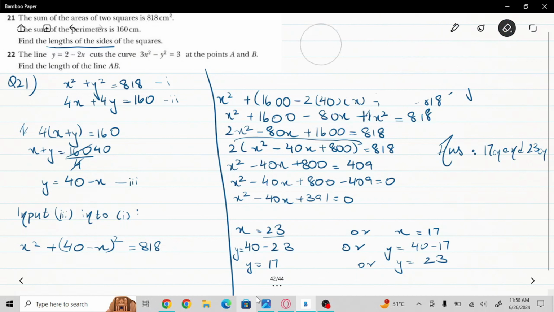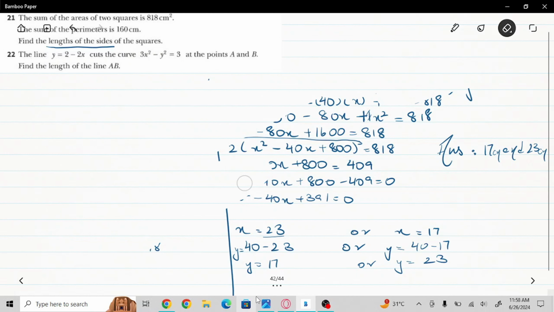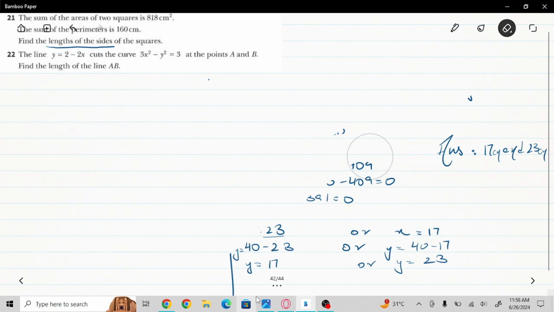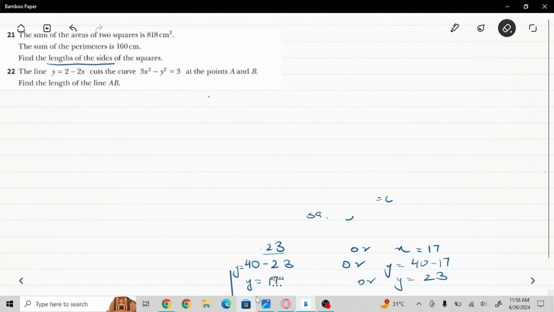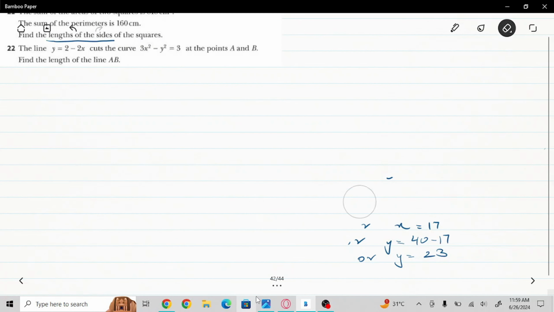So I'm going to erase this for question number 22. So we have a question which is quite similar. The line y is equal to 2 minus 2x cuts the curve 3x squared minus y squared is equal to 3 at the points A and B. Find the length of the line AB.